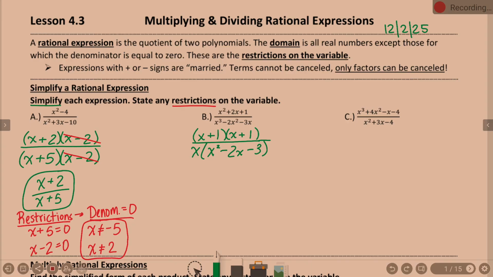Okay. As it stands right now, does anything cancel? No. So, are we done factoring them? No. Okay. Hopefully you realize that denominator has more factoring to go. So my numerator, I'm going to carry down as x plus 1 times x plus 1. My denominator. Okay. One big warning I'm going to give. That x out front, don't lose it. Okay. That's part of my answer. So don't lose that. Now, x squared minus 2x minus 3.